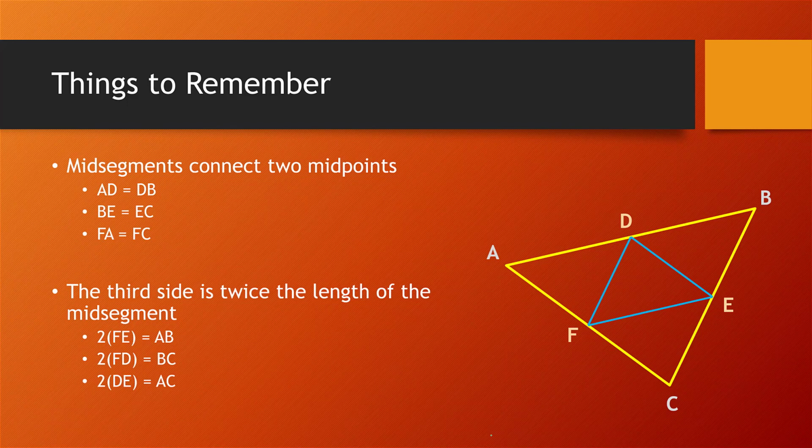Other thing to remember that's important is that third side is twice the length of your midsegment. So 2 FEs is going to equal AB, that third side. 2 FD is going to equal BC. And 2 DE is going to equal the length of AC. And that's because when you take that midsegment, you slide it right down, and you can see that 2 of my midsegments make up that third side. And that's it for this lesson.